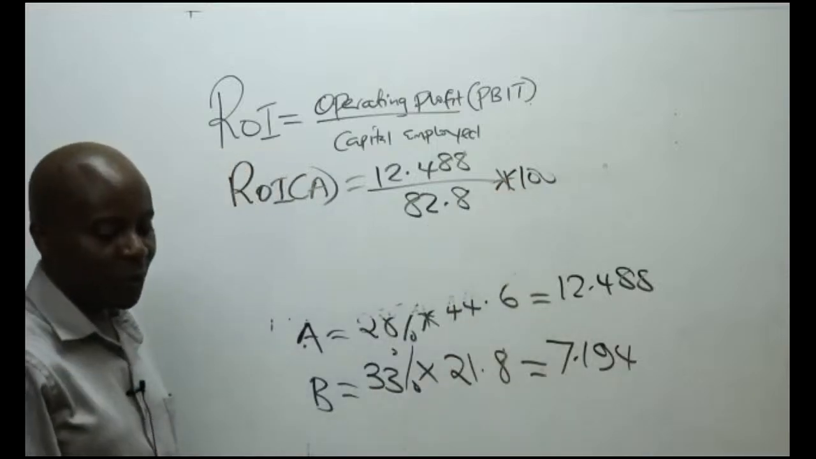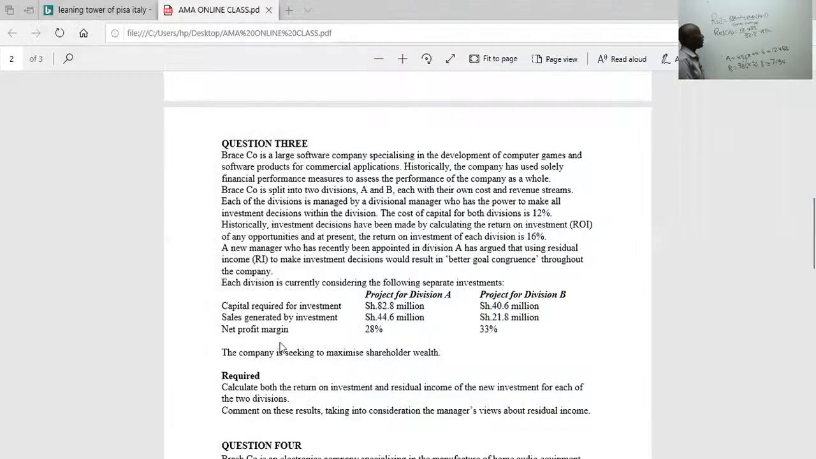Please navigate that paper always between myself and the paper. It's important they get to see the paper as well. So you can see, return on investment for A, I'll take the profits that were yielded divided by the capital injected into this particular division for the project times 100. How about B? For B, we have the profits 7.194 divided by the capital employed for division B. I can see up there, it's 40.6.